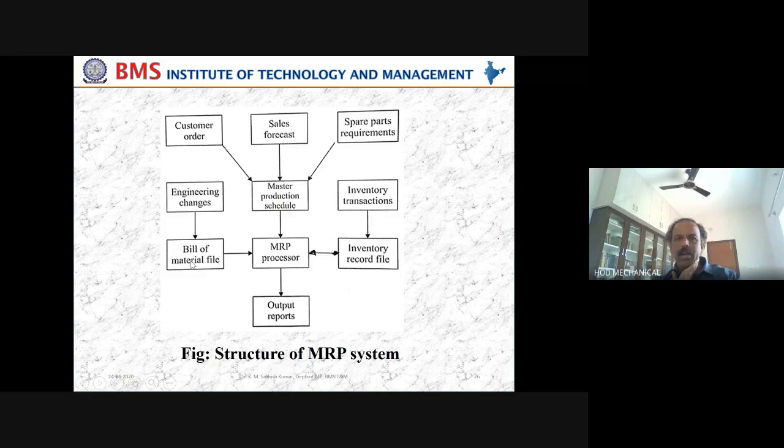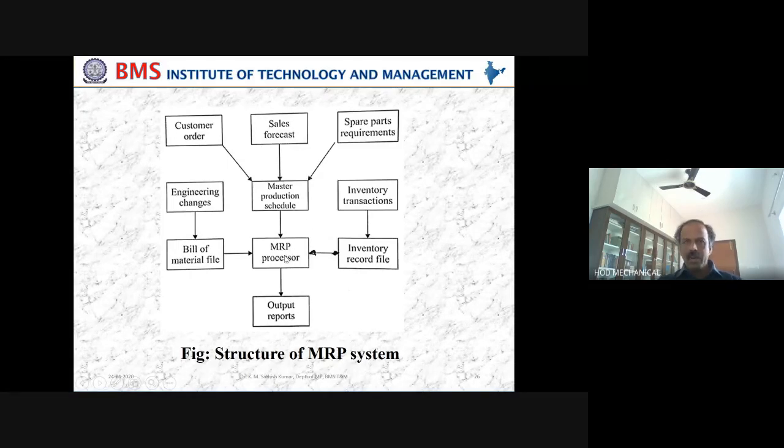Then next is the bill of material. The bill of material is nothing but the engineering details of the product. It says what all the sub-components are that are required to produce the main component. It describes the structure of the product. Then the next one is the inventory record file. This inventory record file will give you the inventory transactions of the components. Now the MRP processor will use all these inputs to carry out its activity.